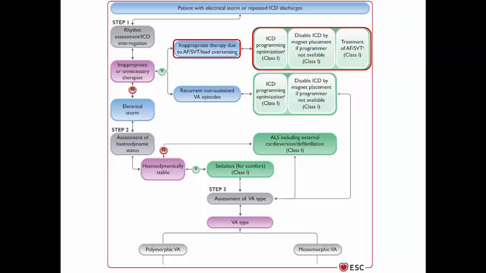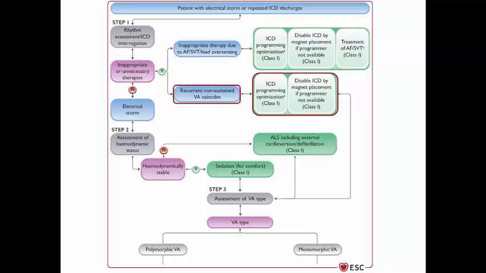and you need to have a specific treatment for AF or SVT. But if the patient is having recurrent non-sustained VT, so also you need to optimize the ICD parameters and disable the ICD, because also here it is considered inappropriate therapies. If you excluded these two conditions, so you are truly dealing with an electrical storm.